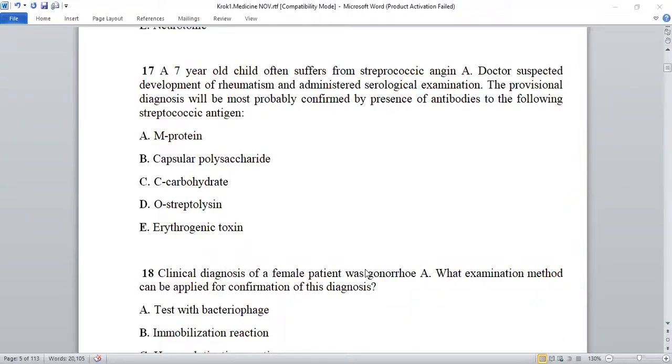All right, so question number 17, who will read it for us? Anybody can read it for us. I'll read. A 7-year-old child often suffers from strepto, I think it was supposed to be streptococcal angina. Doctor suspected development of rheumatism and administered serological examination. The provisional diagnosis will be most probably confirmed by presence of antibodies to the following streptococcal antigen. All right, so please screen and let me just explain this one.